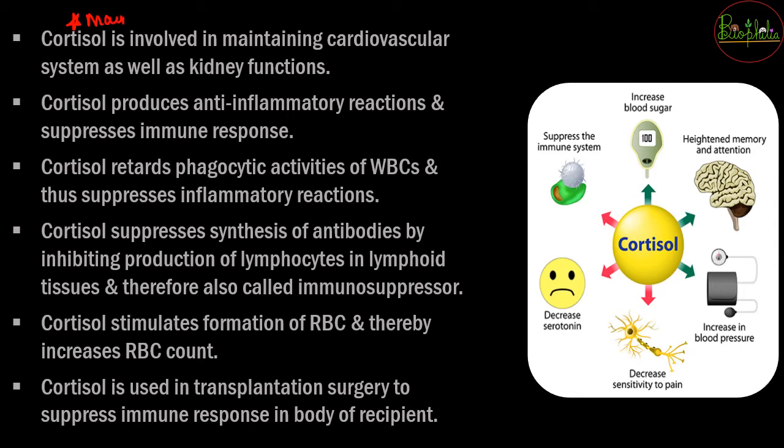So the major glucocorticoid is cortisol, which will be involved in various functionings other than the three that we saw. So what other functions will it do? It is going to be involved in maintaining the cardiovascular system as well as the kidney functions. So it will be working on the heart, also it will be working on the kidneys. After this it is also going to produce anti-inflammatory reactions so that it will suppress the immune system.